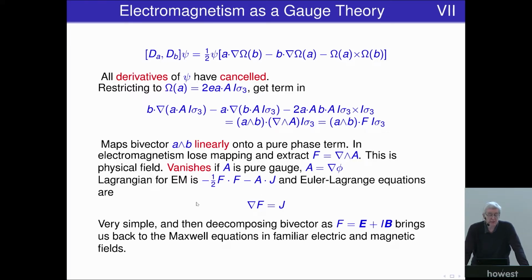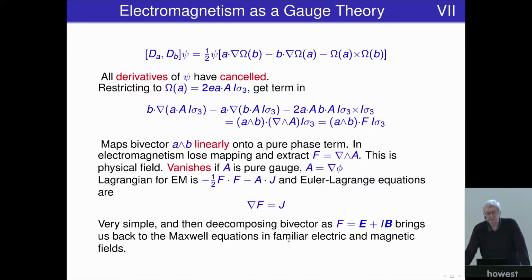Now, to get all the way through to the Maxwell equations, you need to write down a Lagrangian field system, and that's incredibly simple. It's just minus half F dot F minus A dot J, where J is some external current. And you work out the Euler-Lagrange equations for this. You get grad F equals J, which, as you saw yesterday, is the full Maxwell equations, and you can get the usual four Maxwell equations if you write F equals E plus IB.